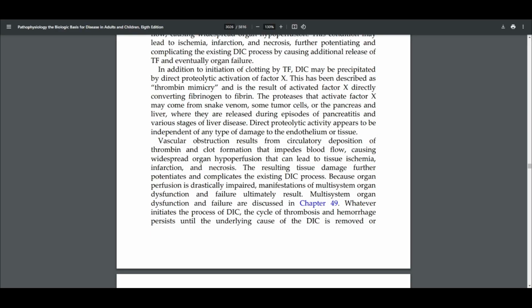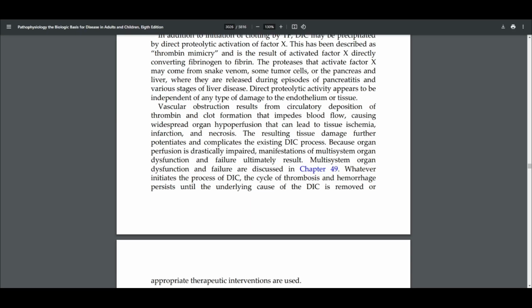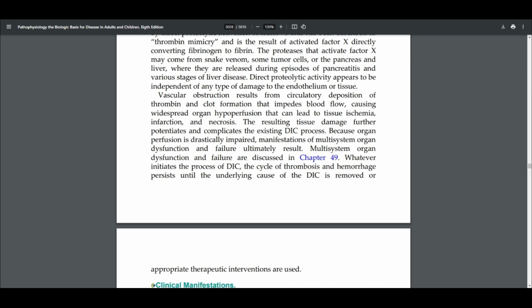In addition to initiation of clotting by TF, DIC may be precipitated by direct proteolytic activation of factor X. This has been described as thrombin mimicry and is a result of activated factor X directly converting fibrinogen to fibrin. The proteases that activate factor X may come from snake venom, some tumor cells, or the pancreas and liver, where they are released during episodes of pancreatitis and various stages of liver disease. Direct proteolytic activity appears to be independent of any type of damage to the endothelium or tissue.